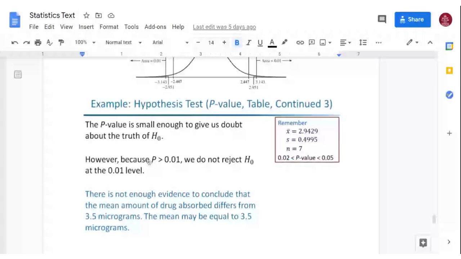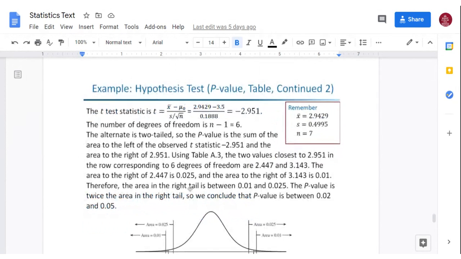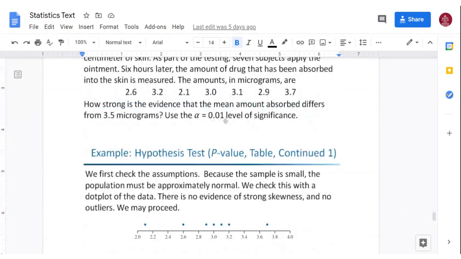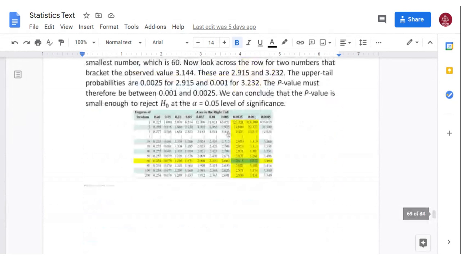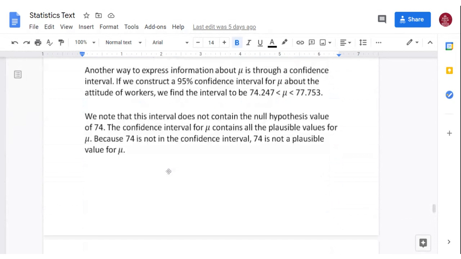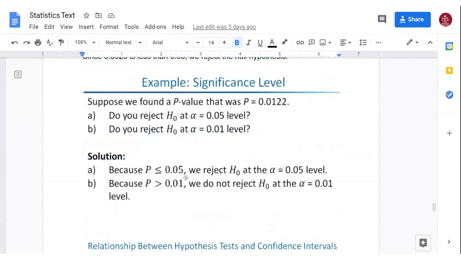So that p-value of 0.029 is greater than 0.01. So we're not going to reject. We fail to reject. There's not enough evidence. If they had a lower standard, in other words, if they had, what was it, like 0.05 here, then we could reject it. And that was the same thing that they were kind of showing us up here, that depending on the level of significance, it will make a difference.